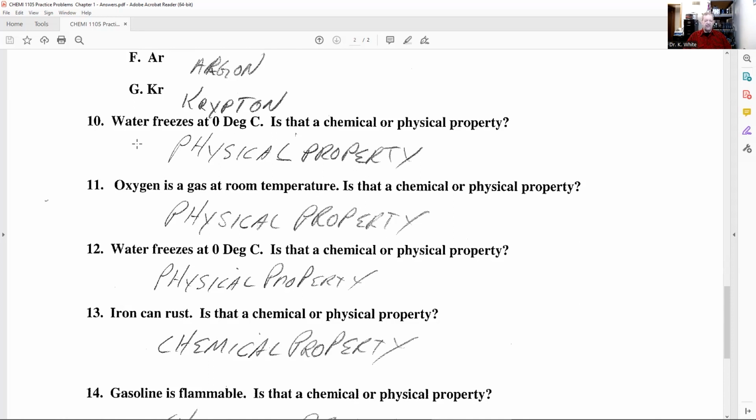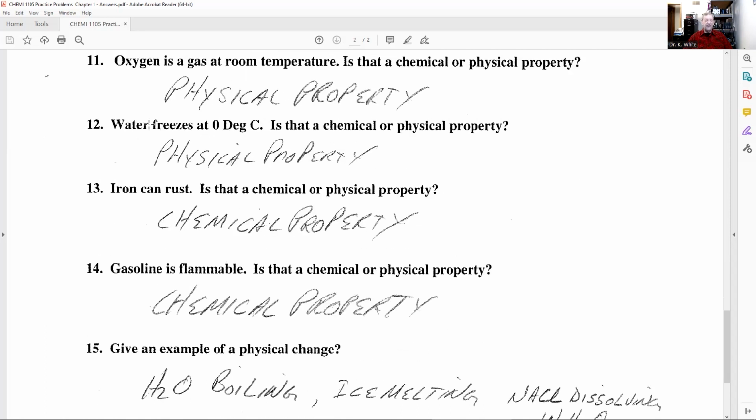Water freezes at 0 degrees C. That's a physical property. Ooh, I almost got it wrong. I got number 12 as a repeat. Sorry about that. If we look at 13, iron can rust. That's a chemical property. Gasoline is flammable. Do not test that ever at home or anywhere else. It's a chemical property.